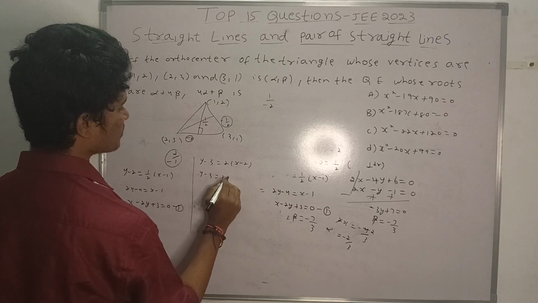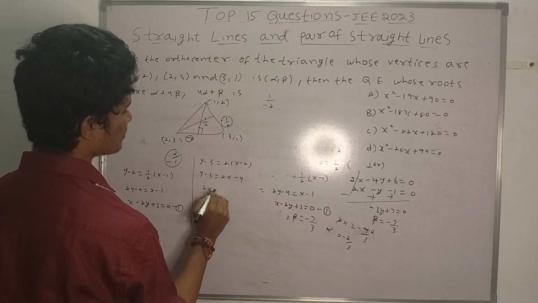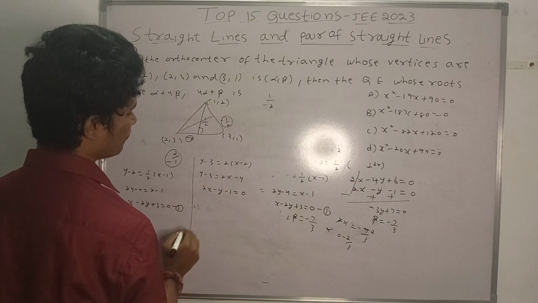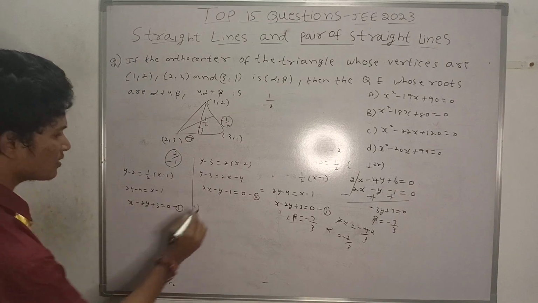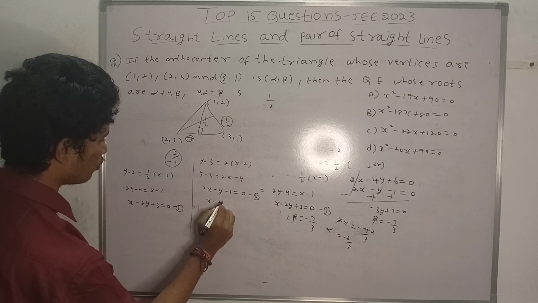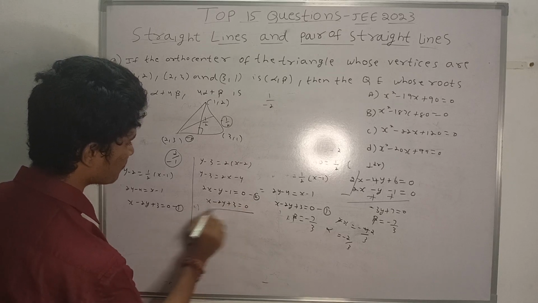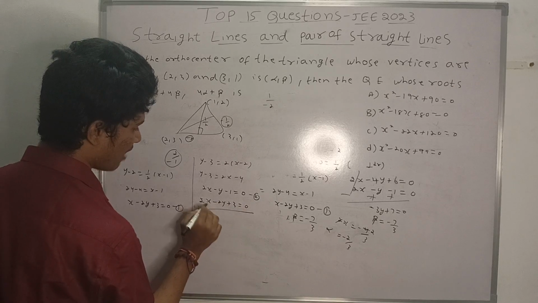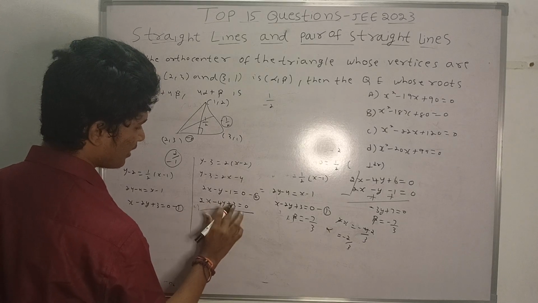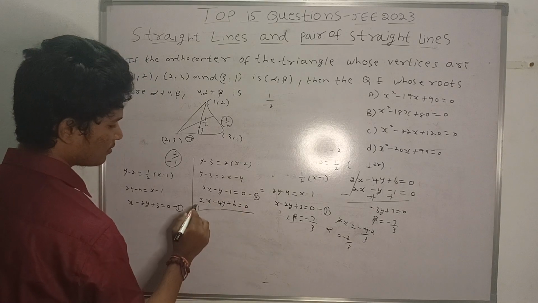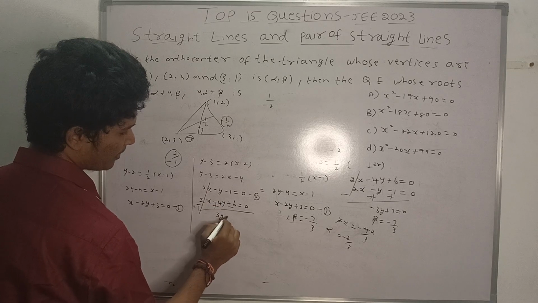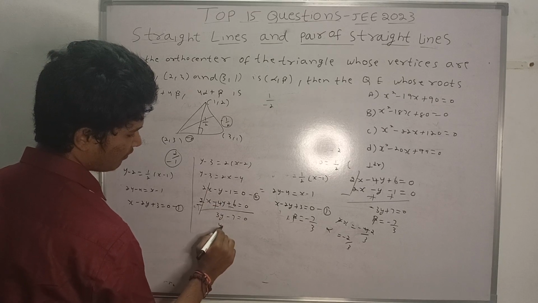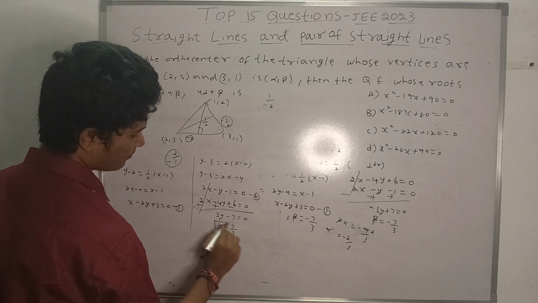y minus 3 equal to 2x minus 4, that is 2x minus y minus 1 equal to 0. This is the second equation. So I have to solve these two equations, the first being x minus 2y plus 3 equal to 0. When I want to solve these equations, I will multiply and subtract, so it becomes 3y minus 7 equal to 0, y equal to 7 by 3.